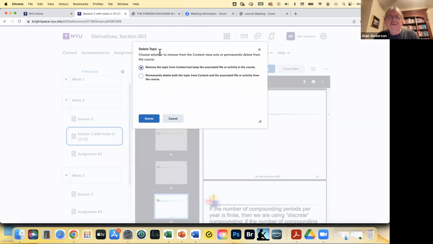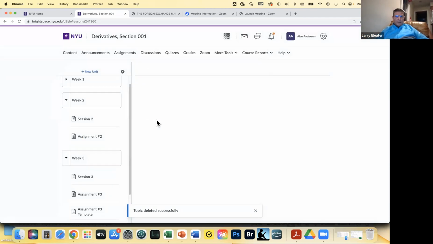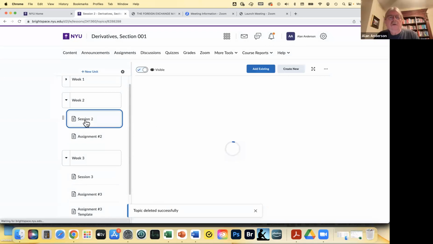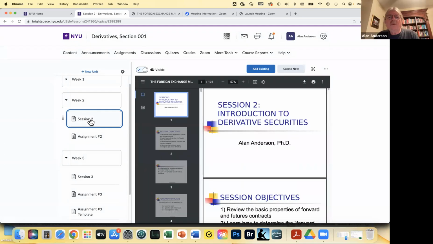Now, does anyone understand this dialog box? What exactly are they saying? Remove the content view. Remove the topic. It looks like one of them permanently deletes it and the other one, I guess, stores it somewhere in case you want it again. Oh, well, that was the most poorly written dialog box I've ever seen in my life. I had no idea what they were talking about.